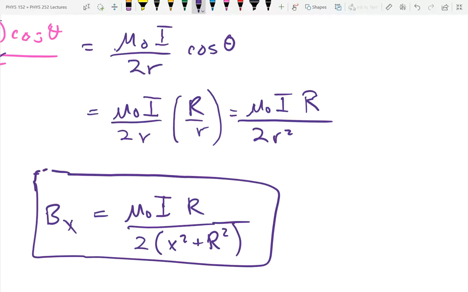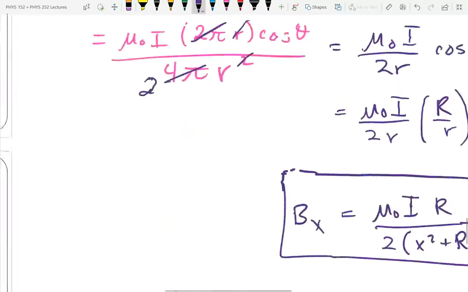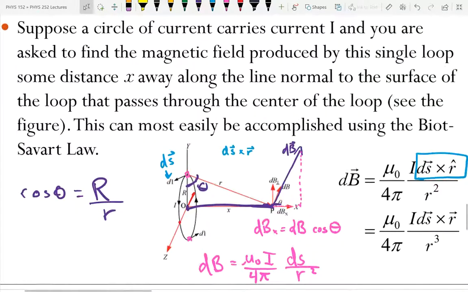X equals 0. If x is equal to 0, I have mu I r over 2r squared. One of the r's cancel. Mu I over 2r. It's the same. So we've just extended that result to anywhere along that axis of symmetry. So that's a good application of the Biot-Savart law.